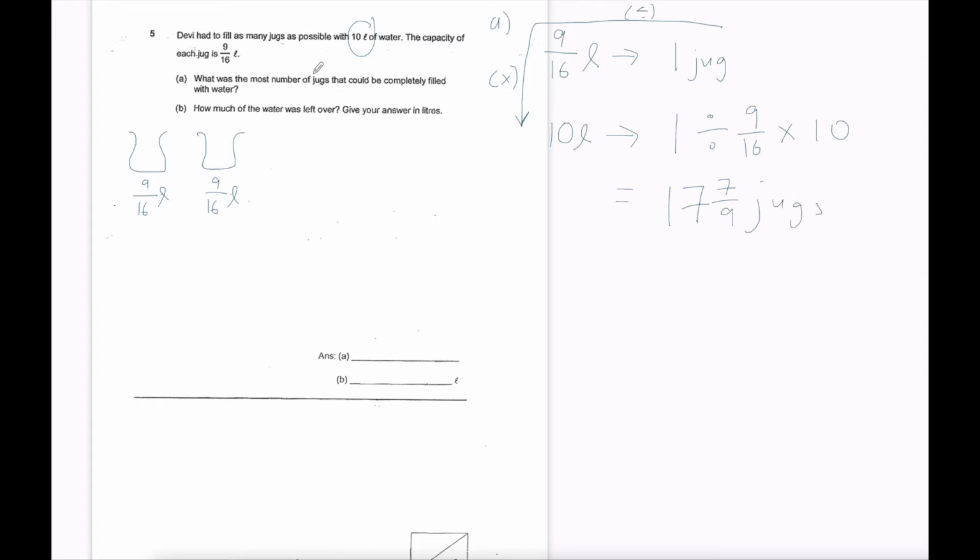Okay, so what's the most number of jugs that could be completely filled with water? It will be 17, because the last jug will be only 7/9 filled. Okay, it won't be completely filled. So in this case, we have to round down, not round up. Depending on the question, we need to be alert.